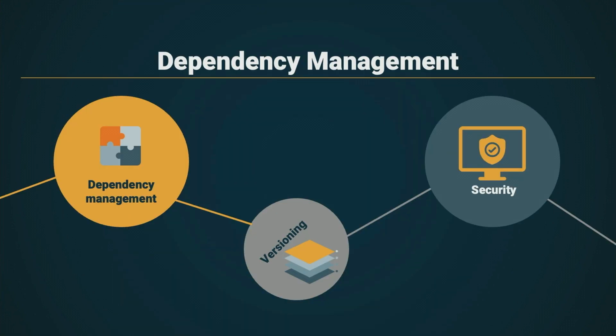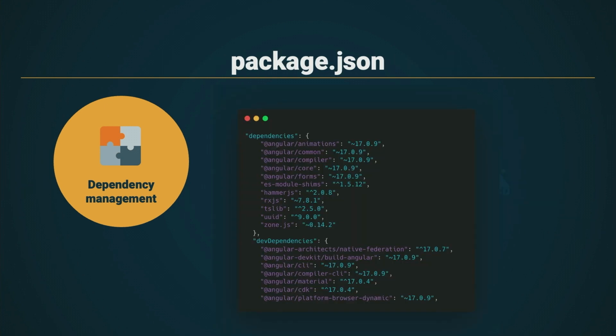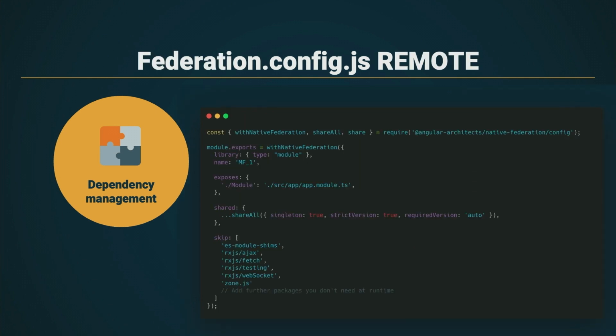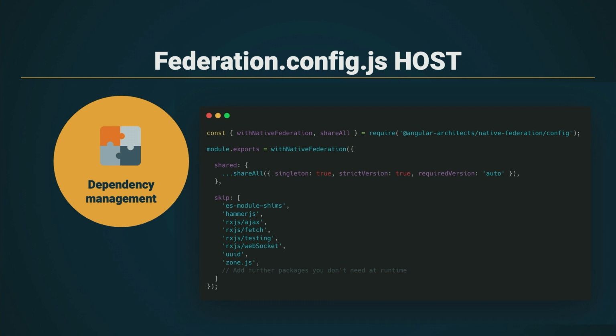Dependency management is also very important: register your current versions. Here you see package.json with a lot of dependencies and a lot of versions. Register and specify it, so you know the version of your dependencies. You also have a lot of versions of the interfaces between micro frontends, and you have to define that too. In the federation config file, you have to define what you share. In the host, you also have to define what you want to share.